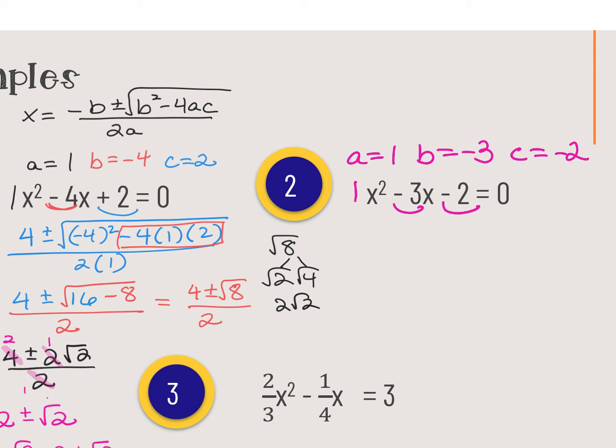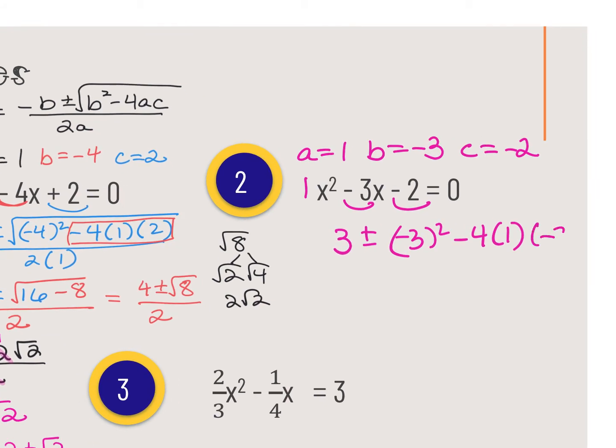So opposite of B, or negative B here, would be +3, -3 squared, minus 4 times A times C. This is all under the radical. This is actually called the discriminant, if you ever see that word on a standardized test. And then 2 times A.